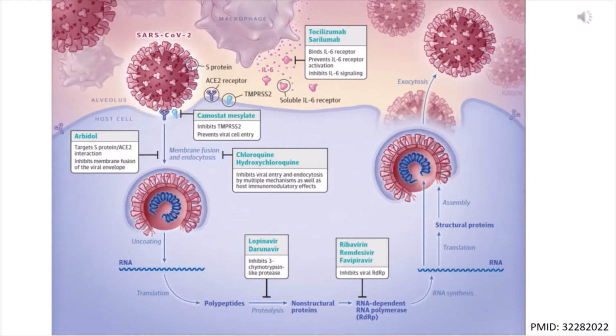Once inside the cell, viral polyproteins are synthesized that encode for the replicase transcriptase complex. The virus then synthesizes RNA via its RNA-dependent RNA polymerase. Structural proteins are synthesized, leading to completion of assembly and release of viral particles. These viral life cycle steps provide potential targets for drug therapy.